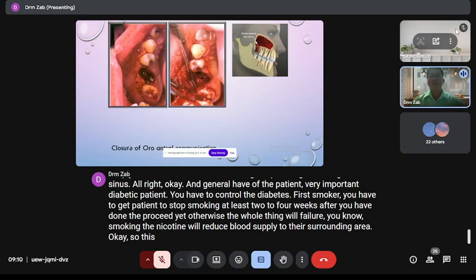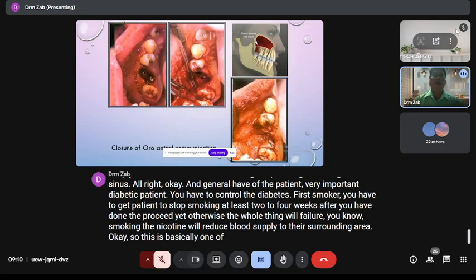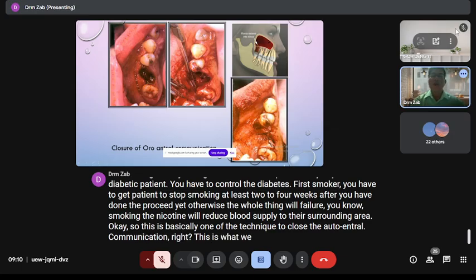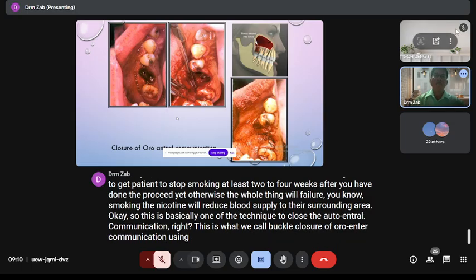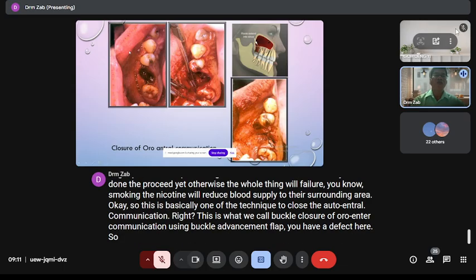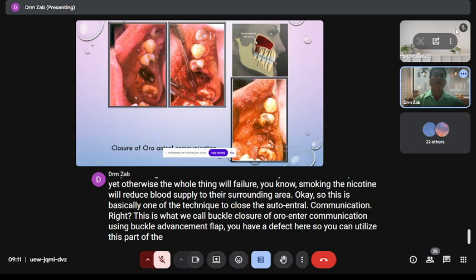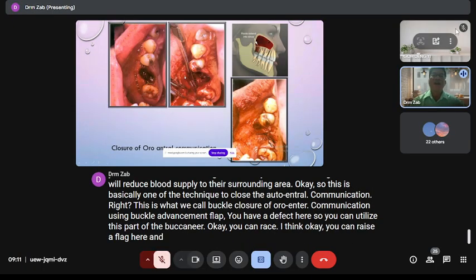Okay, so this is basically one of the techniques to close the oro-antral communication. All right, this is what we call buccal closure of oro-antral communication using a buccal advancement flap. You have a defect here, so you can utilize this part of the buccal mucosa. Okay, you can raise a flap here and then cut the periosteum.